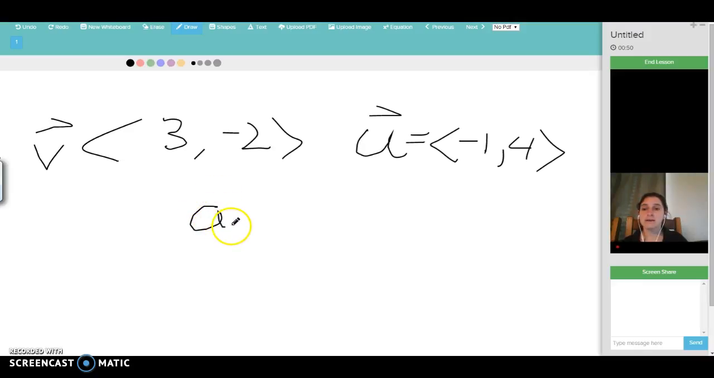We're going to take the a component, or the I component of the first vector. We're going to multiply it by the first component of the second vector. And then we're going to add it to the product of the second component.